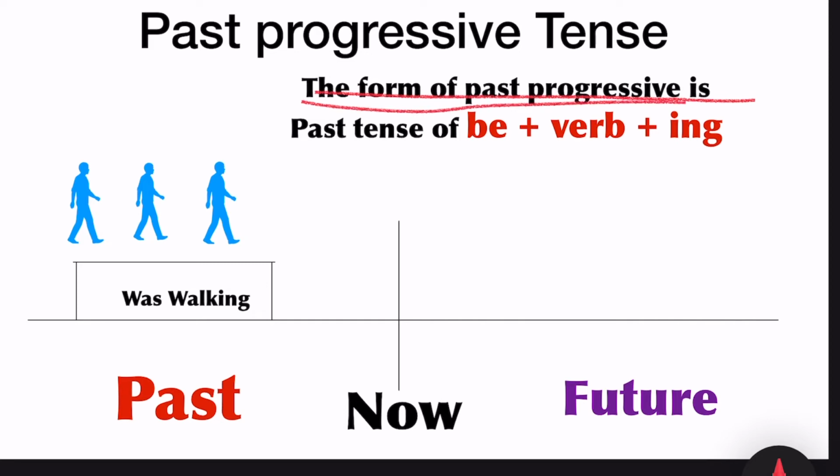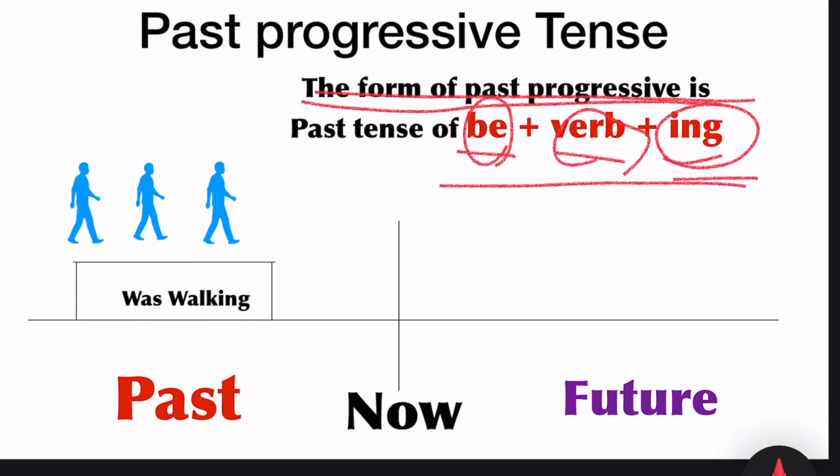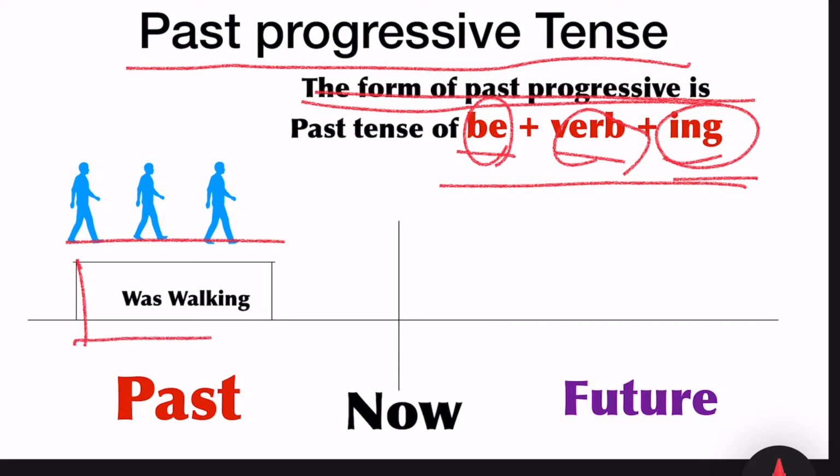The form of past progressive is be plus verb plus ing. Be means helping verb. Helping verb plus main verb plus ing. This is the form of past progressive tense. Here, the man was walking. The action walking was happening sometime in the past and it continues for some time. The action began here and it continued till this point of time.